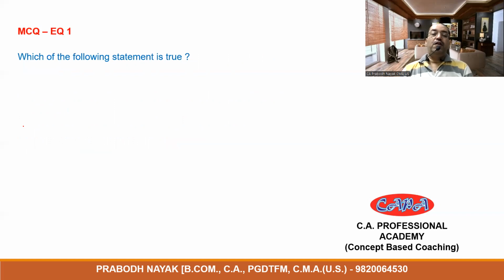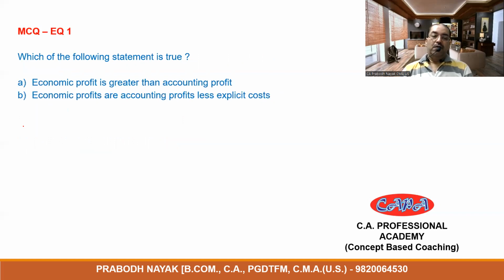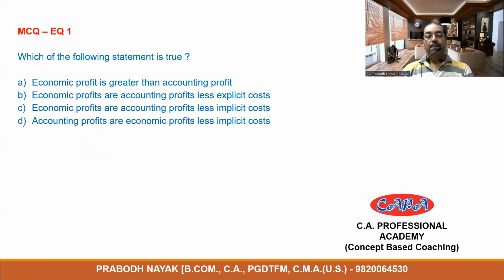Which of the following statements is true? Four statements are given. Economic profit is greater than accounting profit. Economic profits are accounting profits less explicit costs. Economic profits are accounting profits less implicit costs. And accounting profits are economic profits less implicit costs. First, let us write down the formula.